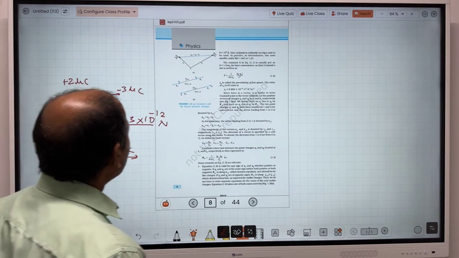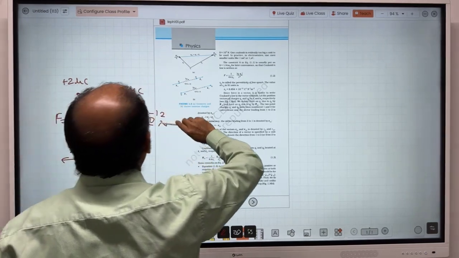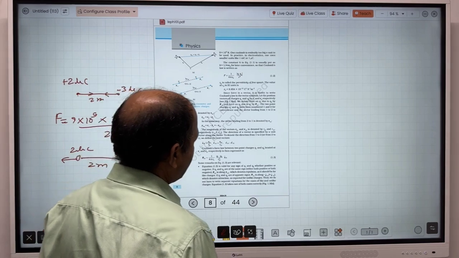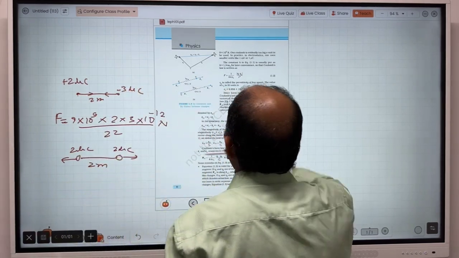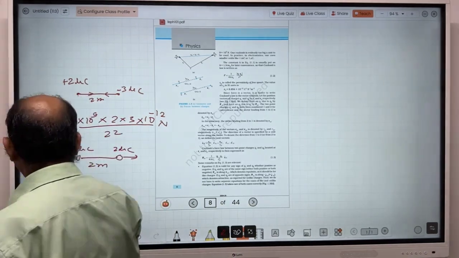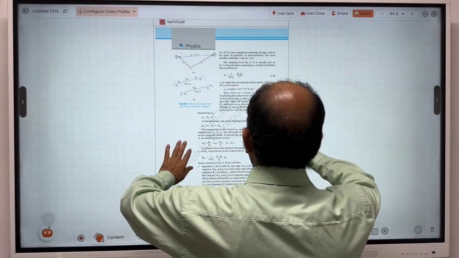So this gives the origin of the vector form of Coulomb's law, where we write F21 equal to minus F12, and that also establishes the fact that to every action there is an equal and opposite reaction. So we will study those things in detail later on.